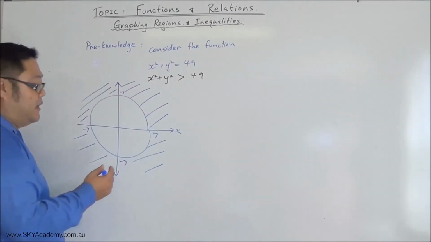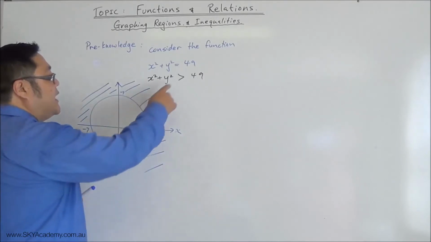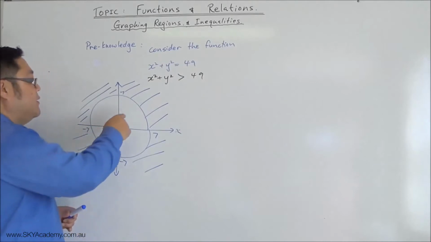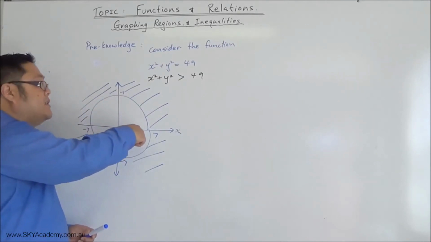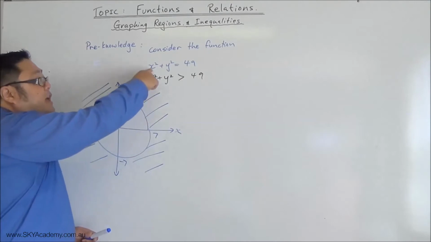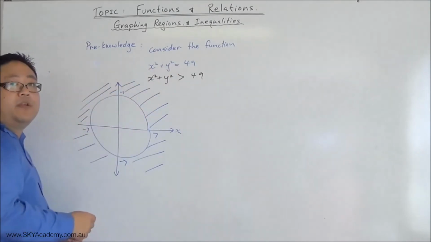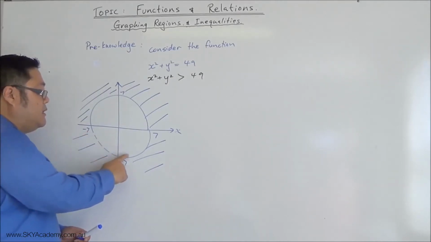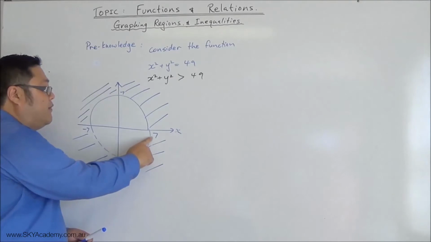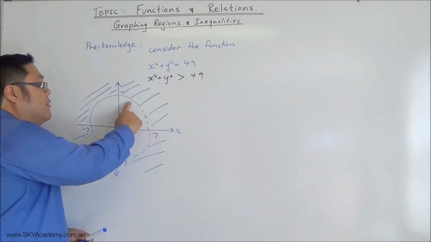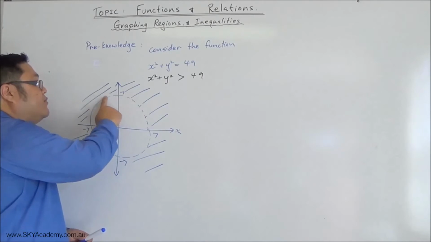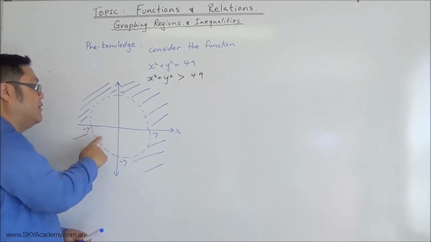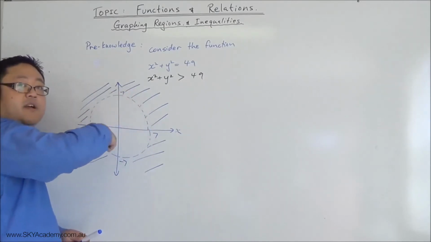The other thing is, see how this is greater than? It's not greater than or equal to. So this inequality does not include the boundary x squared plus y squared equals 49. We have to get rid of the boundary, and to show that the boundary is not included, we make the boundary dotted as opposed to a full line.